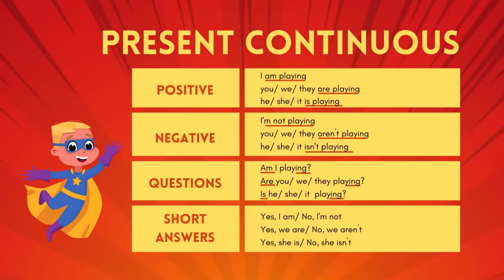Present continuous. Positive. I am playing. You, we, they are playing. He, she, it is playing. Negative. I'm not playing. You, we, they aren't playing. He, she, it isn't playing. Questions: am I playing? Are you, we, they playing? Is he, she, it playing?